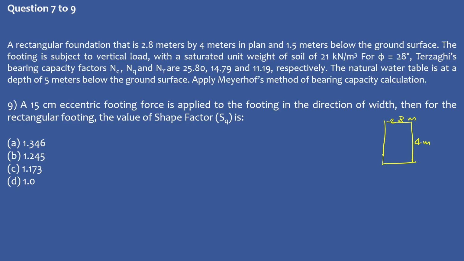So let's check the answer for this. Now in the formula of the shape factor, b dash equals b minus 2ex. So b is your 4 minus 2 into the eccentricity of ex, 15 centimeter, which is none other than 0.15. So 4 minus 2 into 0.15 is nothing but 0.3.